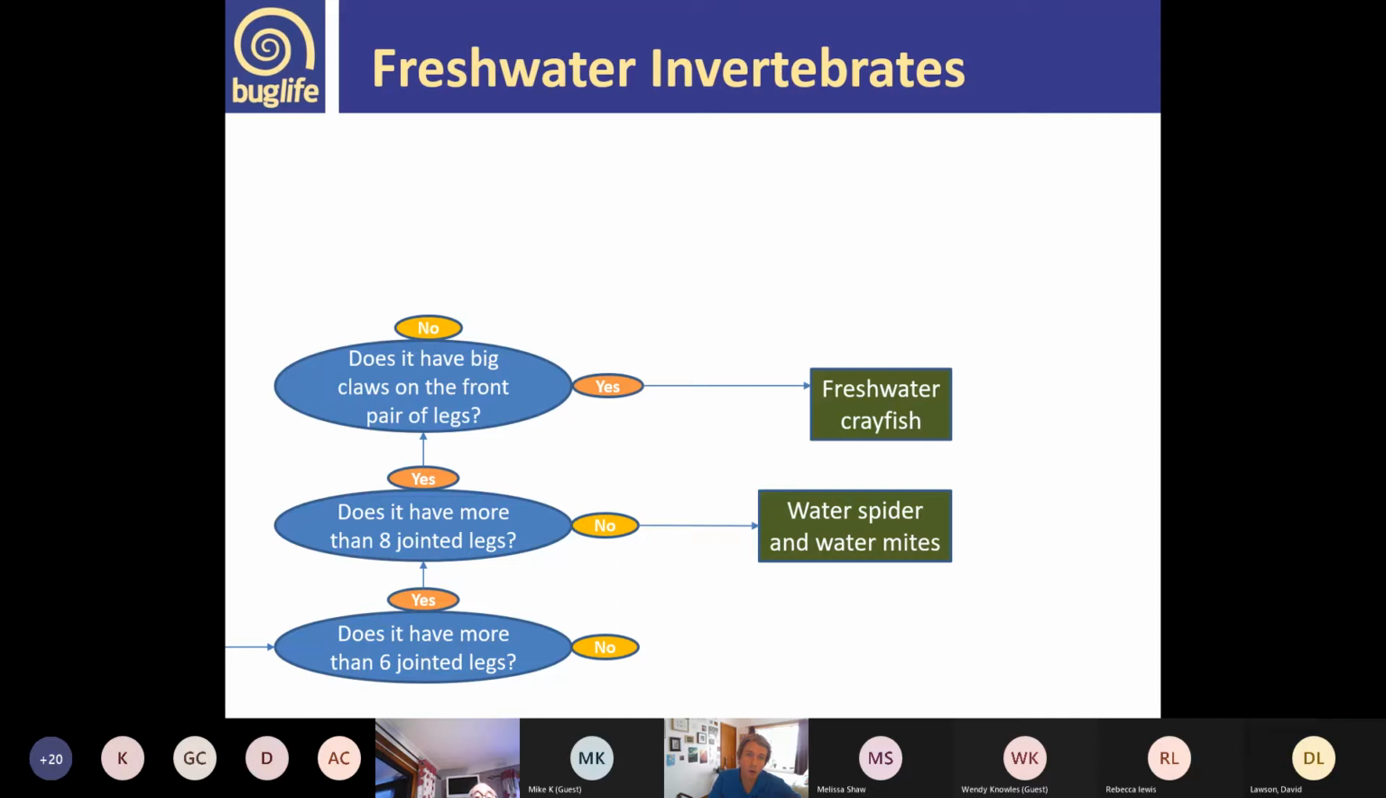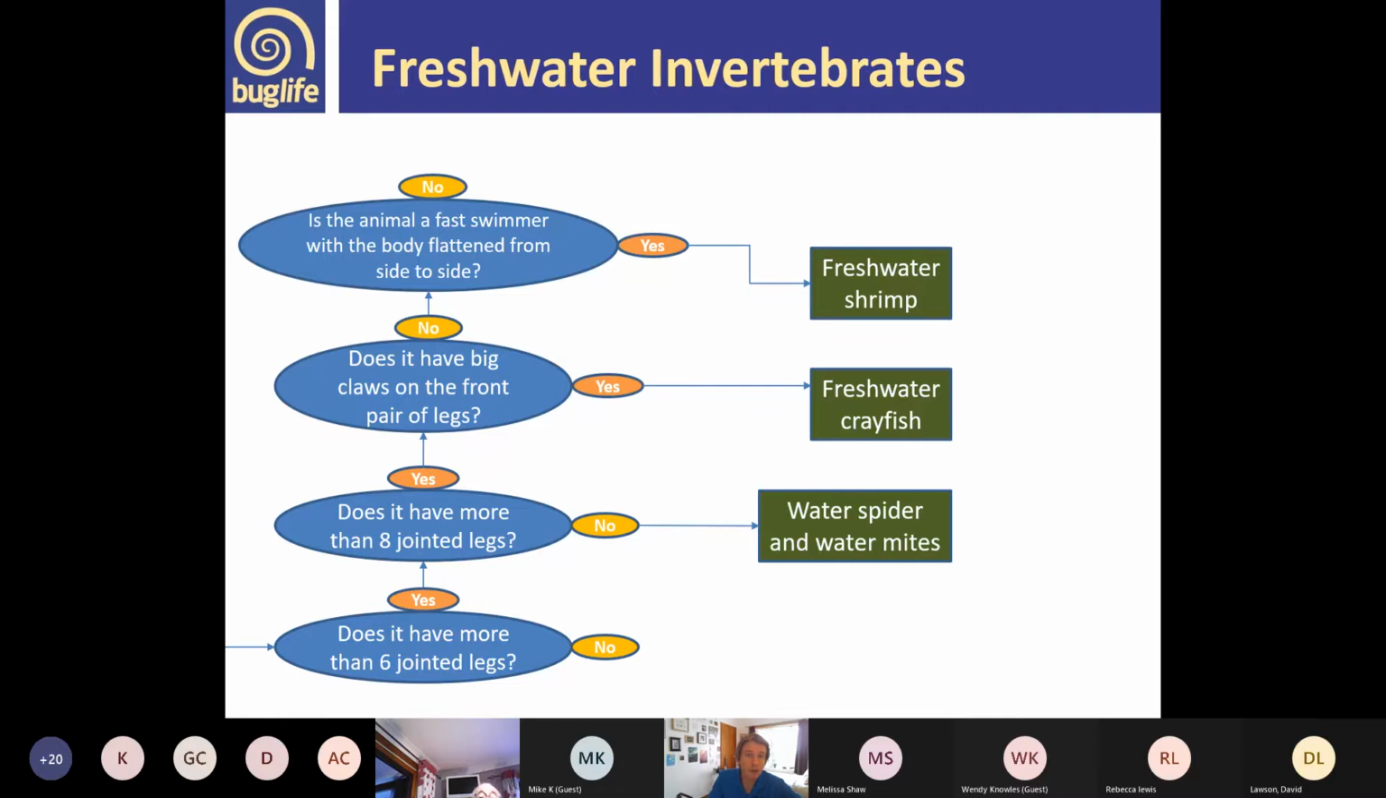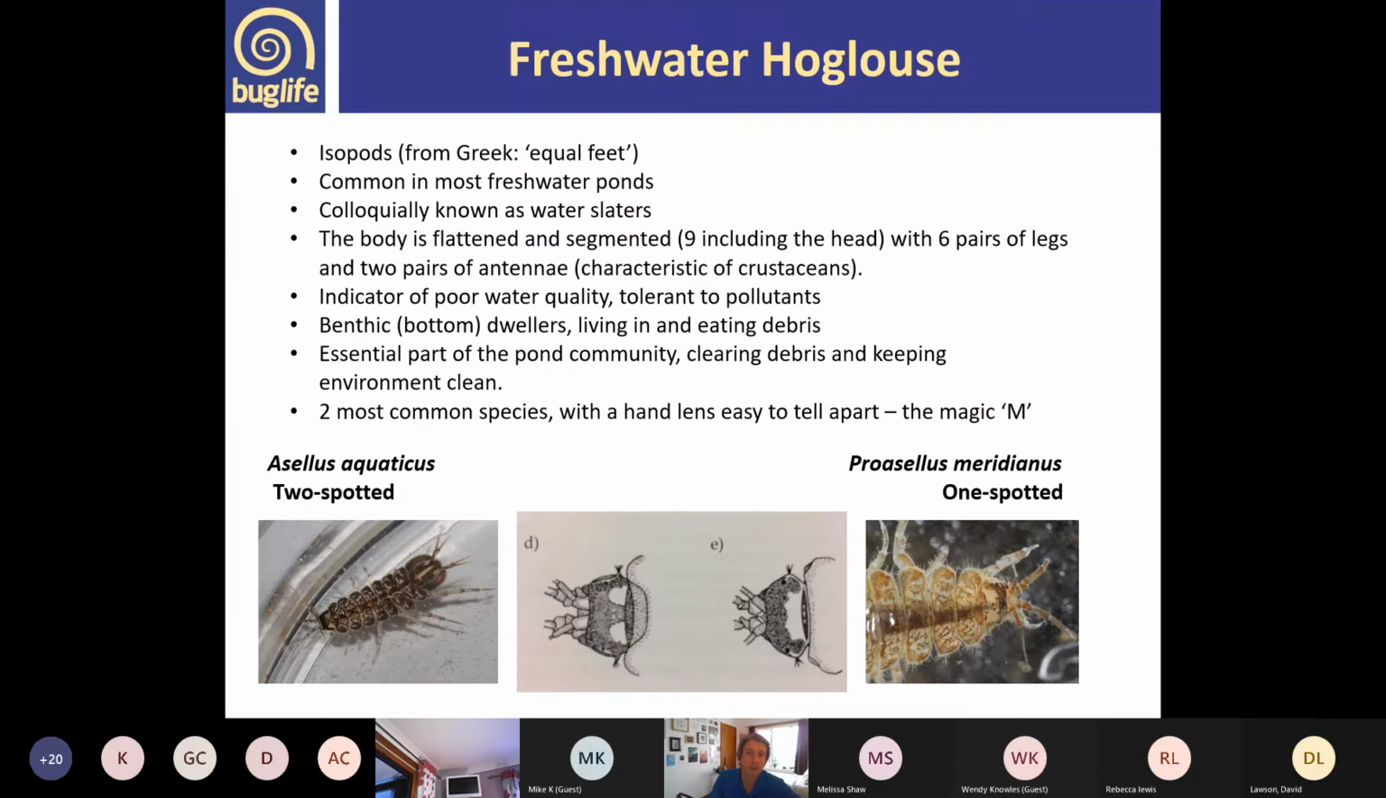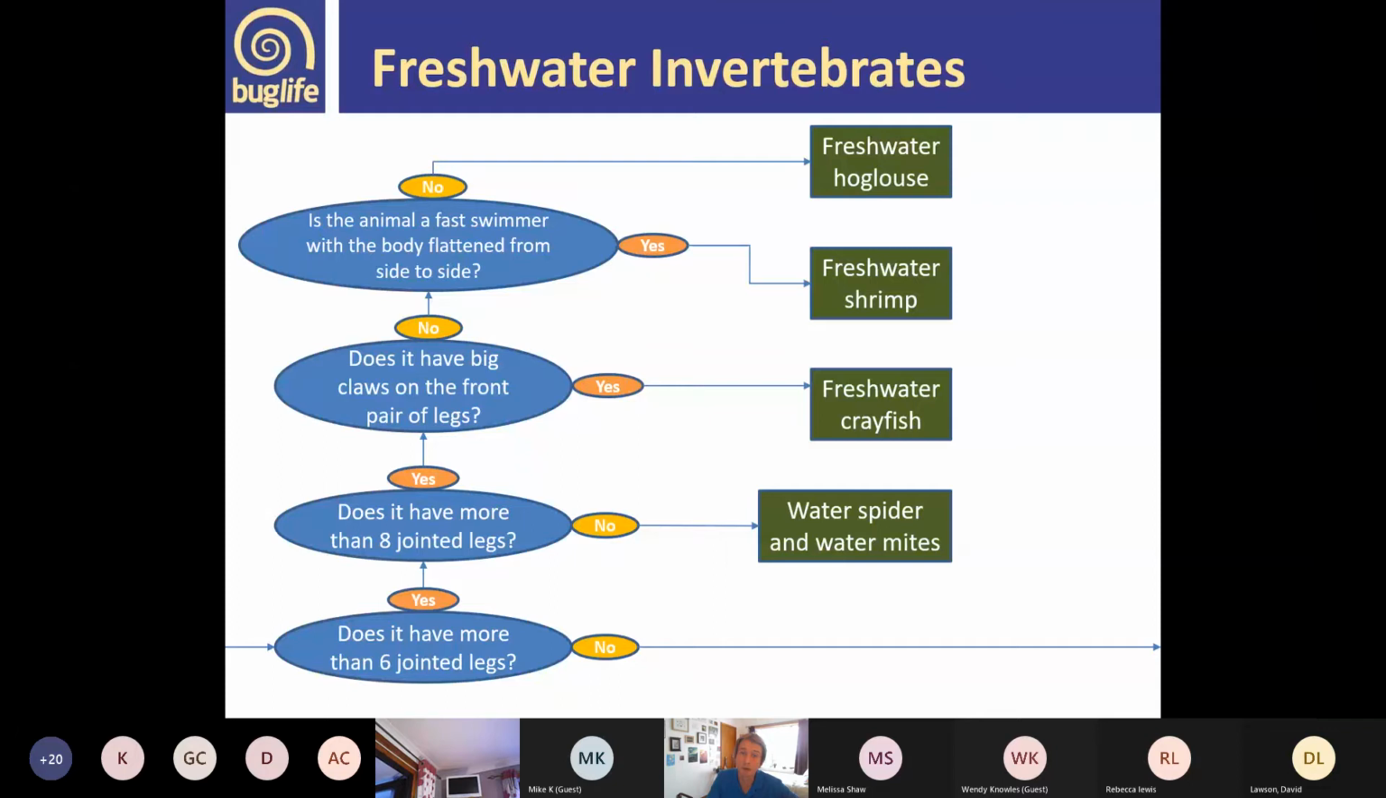So the crustaceans include the crayfish, the shrimp, and the freshwater hoglouse. And I'll start with freshwater hoglouse. Freshwater hoglouse are a type of crustacean called isopods. So crustaceans are all characterized by having 2 pairs of antennae. You'll find that hoglouse, shrimp, and crayfish all have 2 pairs of antennae.